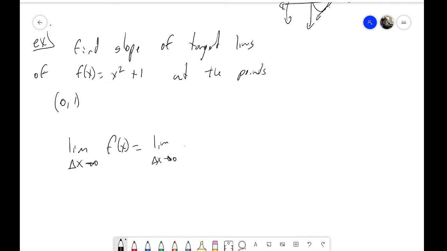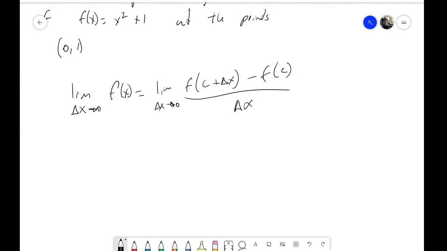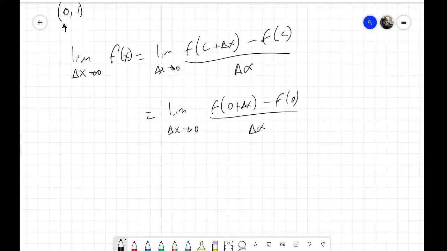So this is going to be, I'll write the formula first. So this is going to be f of c plus delta x minus f of c divided by delta x. We know what c is. c is the x value, so that's just 0. So it's going to be the limit as delta x goes to 0 of f of 0 plus delta x minus f of 0 divided by delta x.